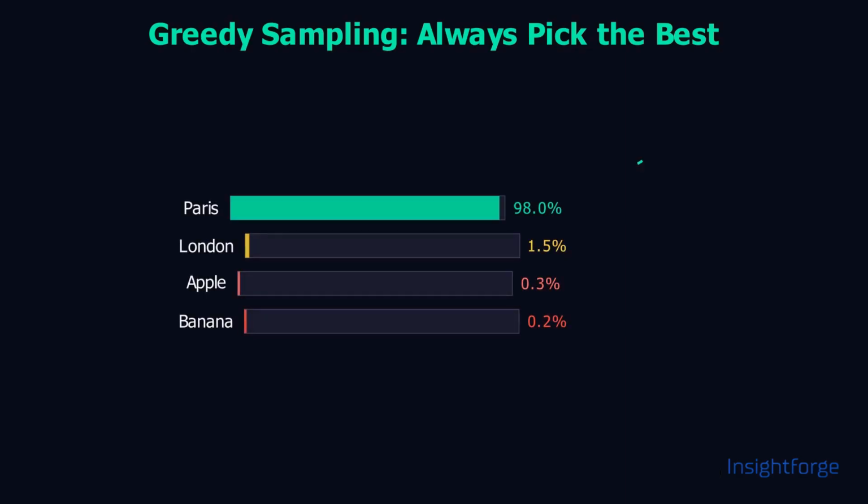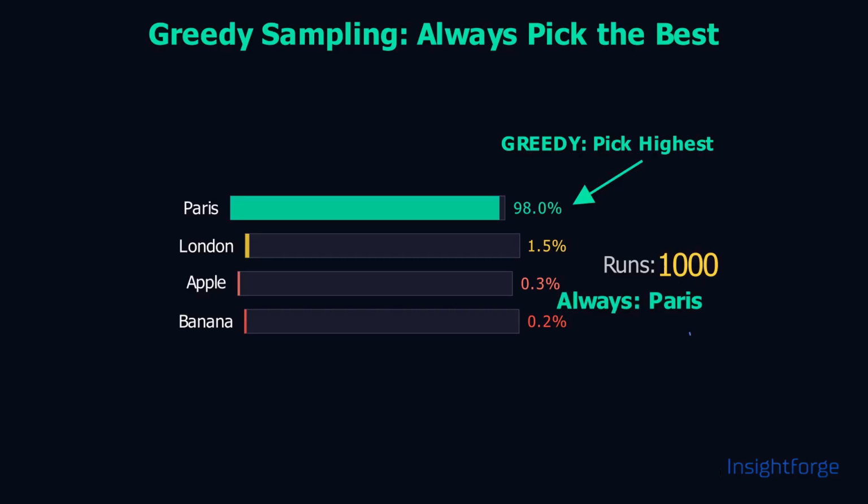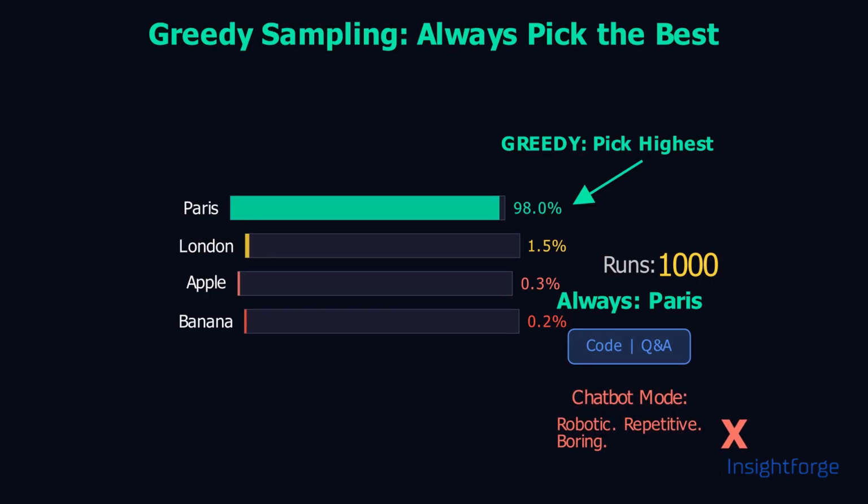So once we have these probabilities, how do we actually select the next word? The most obvious method is called greedy sampling. Always pick the word with the absolute highest probability. Run the prompt 1,000 times and greedy sampling gives you Paris every single time. This is perfect for code generation, technical Q&A, and any factual closed-ended task. But use greedy sampling for a conversational chatbot and the conversation quickly becomes robotic, repetitive, and painfully boring. The exact same words in the exact same sequences, draining all the life out of every interaction.